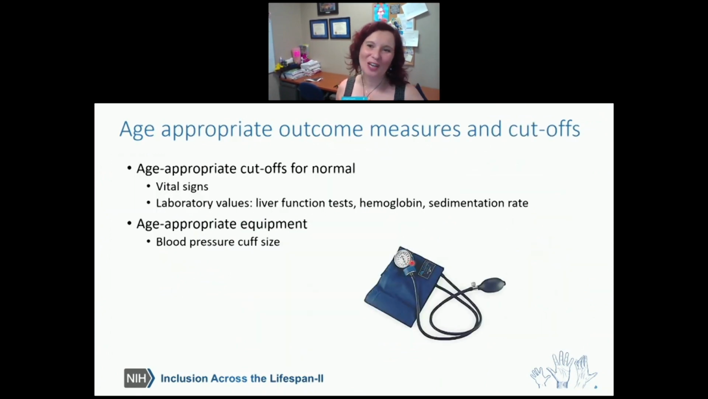Whenever we're talking about pediatric studies, of course, we have to use age-appropriate equipment, and we have to be cognizant of age-appropriate cutoffs for things like vital signs and laboratory values for screening labs. So making sure your team is well informed and you know how to handle the data, especially when you see outliers.